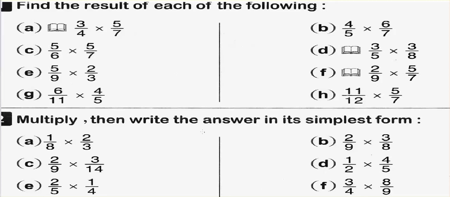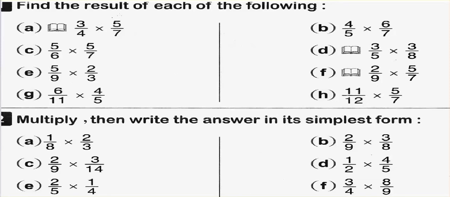In this video, we are going to talk about multiplying fractions. Let's start with the first group. Find the result of each of the following. Number one, 3 over 4 times 5 over 7.